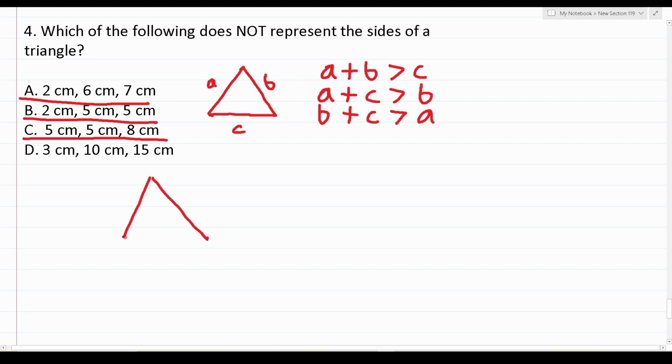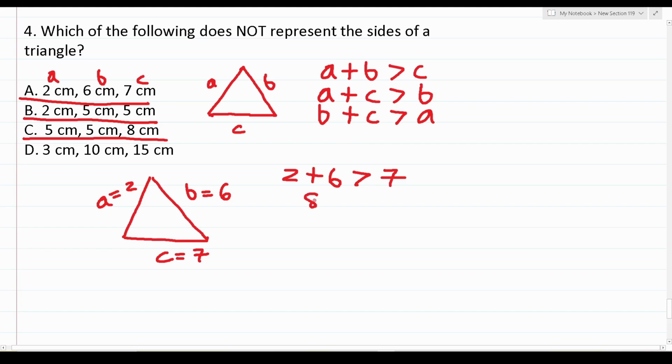So let's start with A here, and I'm going to make a triangle since I think it will be helpful. Again, let's call this A, this B, and this C, and let's label these correspondingly. This is A, this is B, this is C. So this is 2, this is 6, and this is 7. And let's apply these tests. Again, A plus B has to be greater than C. So 2 plus 6 has to be greater than 7. 2 plus 6 is 8. Is 8 greater than 7? It is. All right, so we passed there.